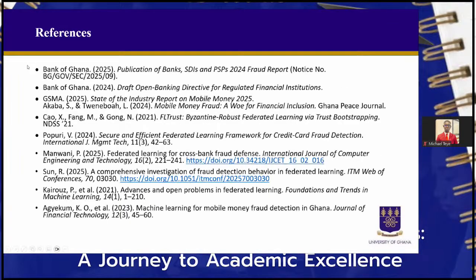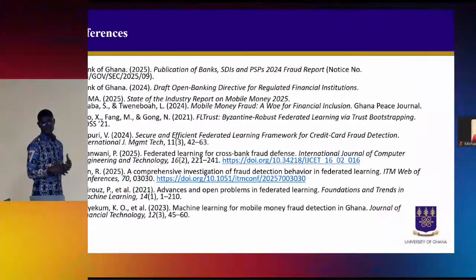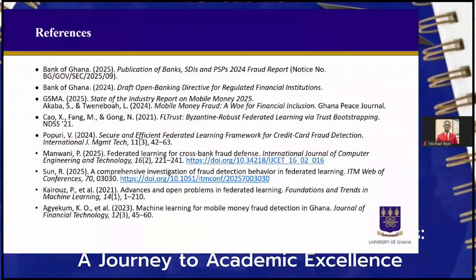So these are some references. You have the Bank of Ghana's publication of the Bank of Ghana SDIs and the PSPs. The PSP is the Payment Service Providers Fraud Report for 2024. Then the draft Open Banking Directive for regulated financial institutions. This is an open document that you can find when you go to the Bank of Ghana website.